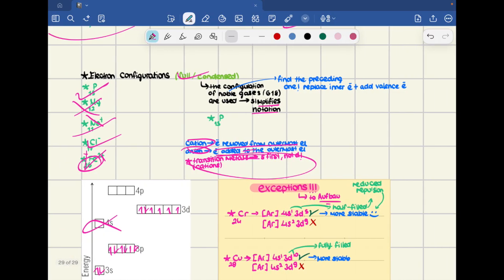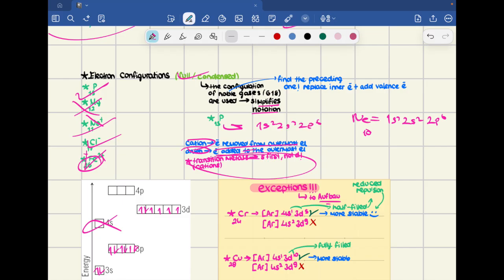For example, we can do this with phosphorus. Let me take a look at the periodic table. And I believe it's neon, but let me just double check. Okay, so we have neon. And neon has the electron configuration of 10 electrons, 1s2, 2s2, 2p6. So these are going to be the core electrons, right?